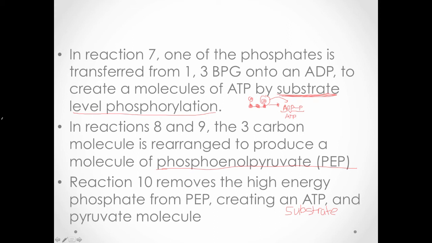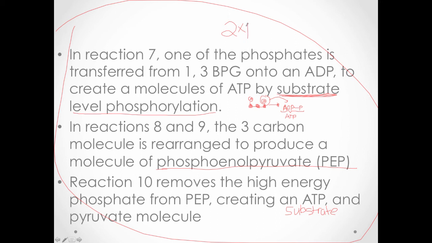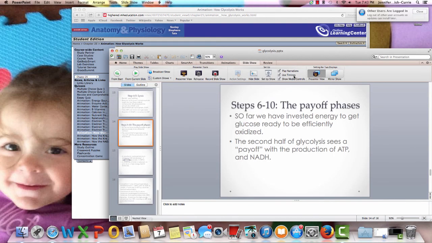Now keep in mind, all of these energy yielding steps are actually happening 2 times per glucose. We will abbreviate glucose as gluc. Okay, so each of these steps happen twice per glucose because you've broken 1 glucose into 2 of these glyceraldehyde 3-phosphate molecules, which then become 1,3-bisphosphoglycerate, and so on. And that is the end.